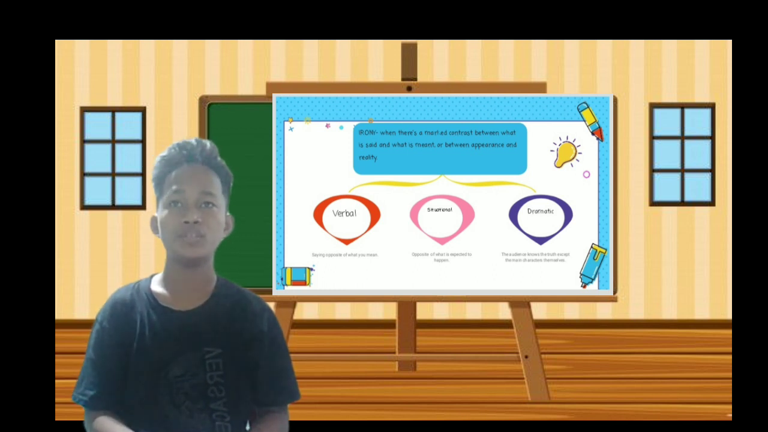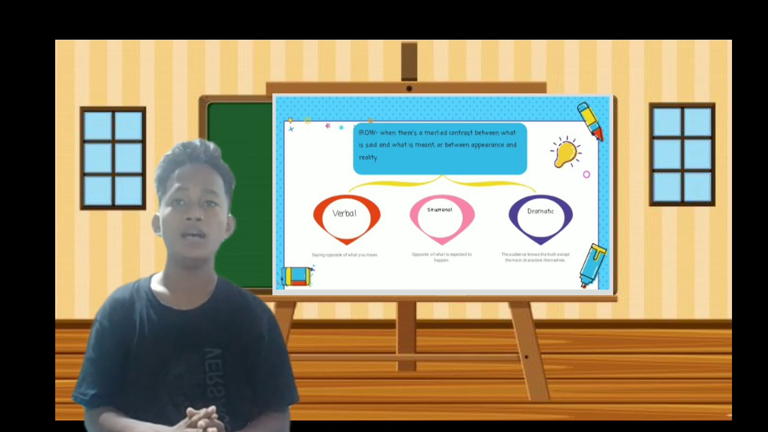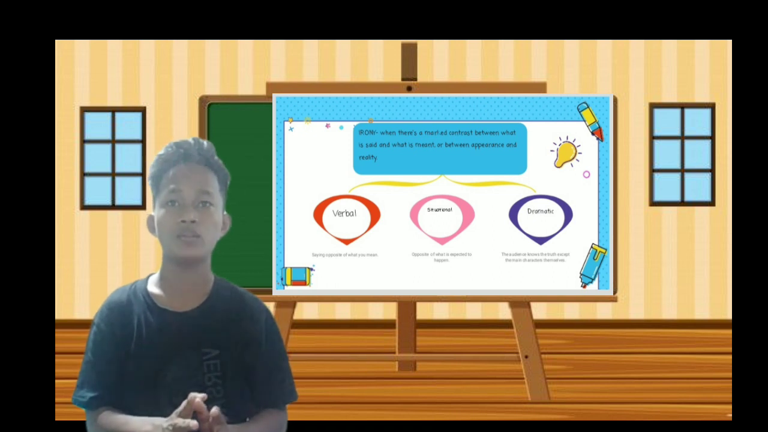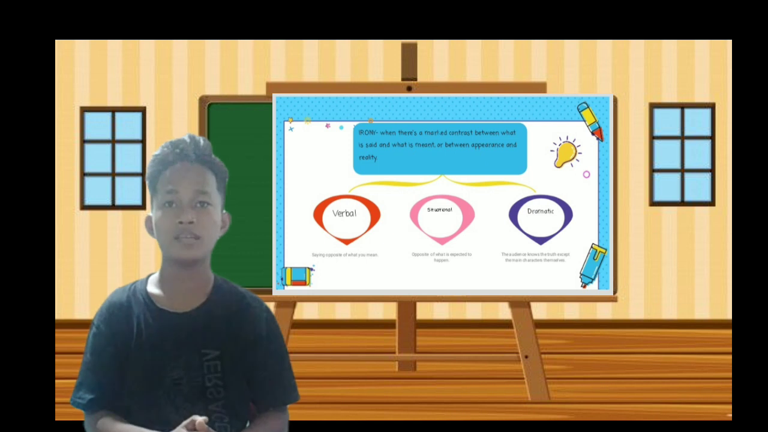The second is situational irony. Situational irony is the opposite of what is expected to happen. And the last one is dramatic. The audience knows the truth except the main characters themselves.